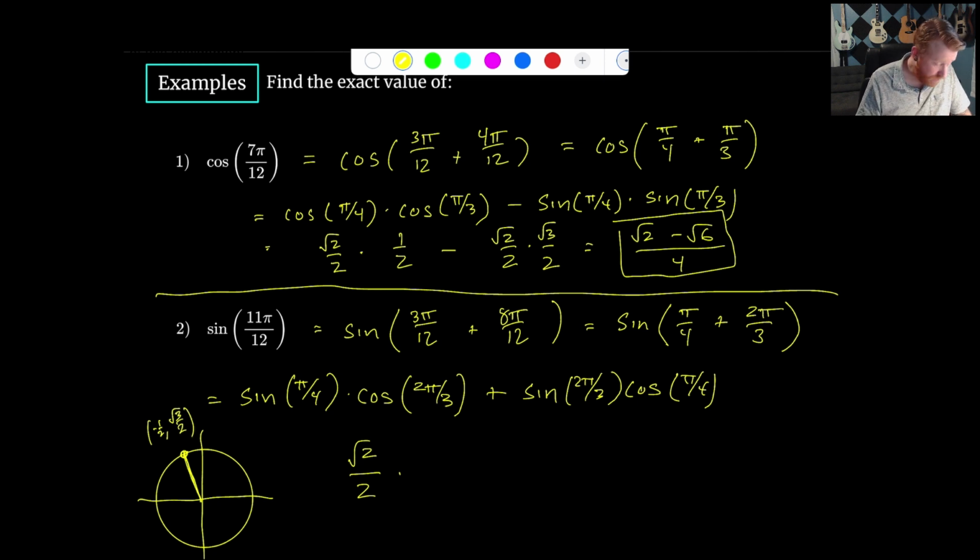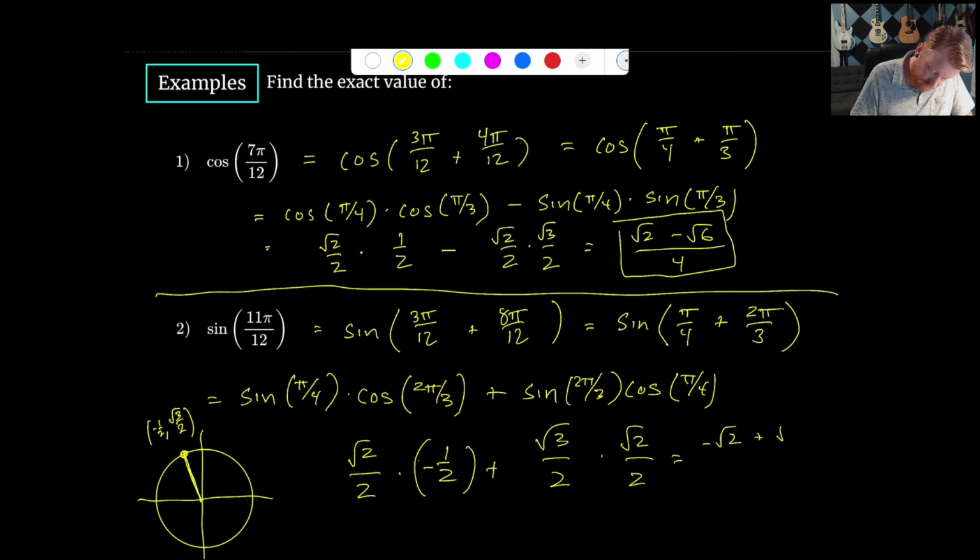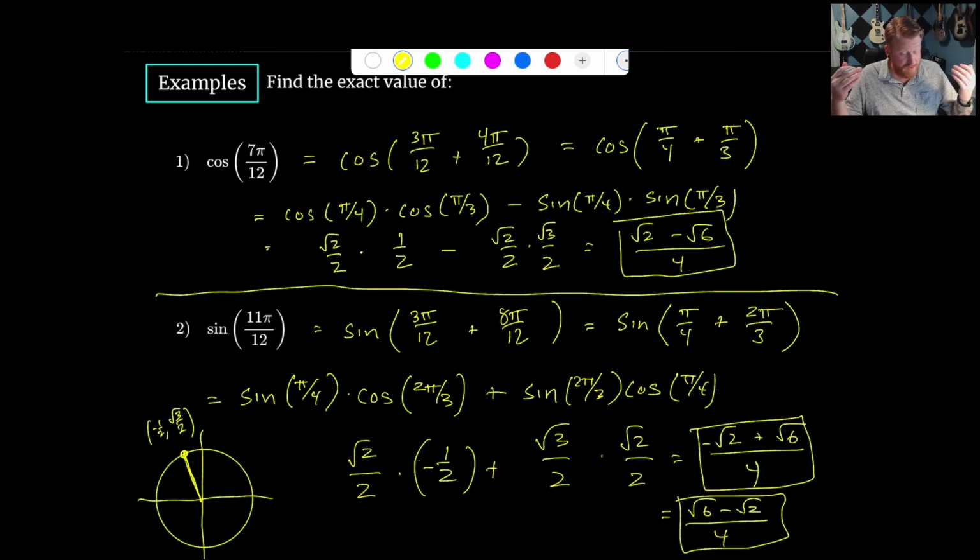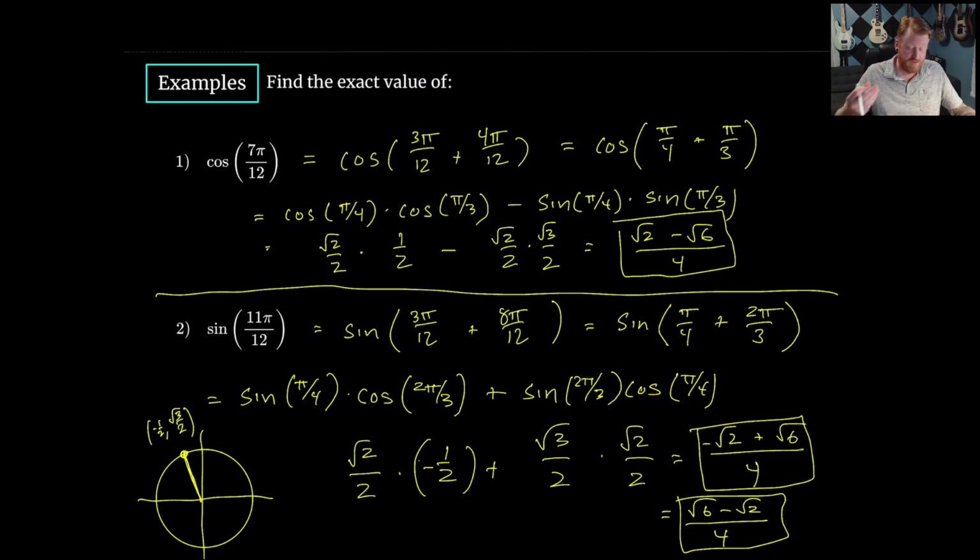So cosine, I just said, was negative 1/2. And then plus the sine of 2 pi over 3 is going to be square root of 3 over 2 times the cosine of pi over 4, which is square root of 2 over 2. So once I simplify here, we're going to get negative square root of 2 plus the square root of 6 all over 4. That's a fine way to write that. We could also write this as square root of 6 minus square root of 2 all over 4. So either one of these is fine. But there we go. We are using the sum and difference formulas here to be able to get exact values of angles we wouldn't be able to otherwise.